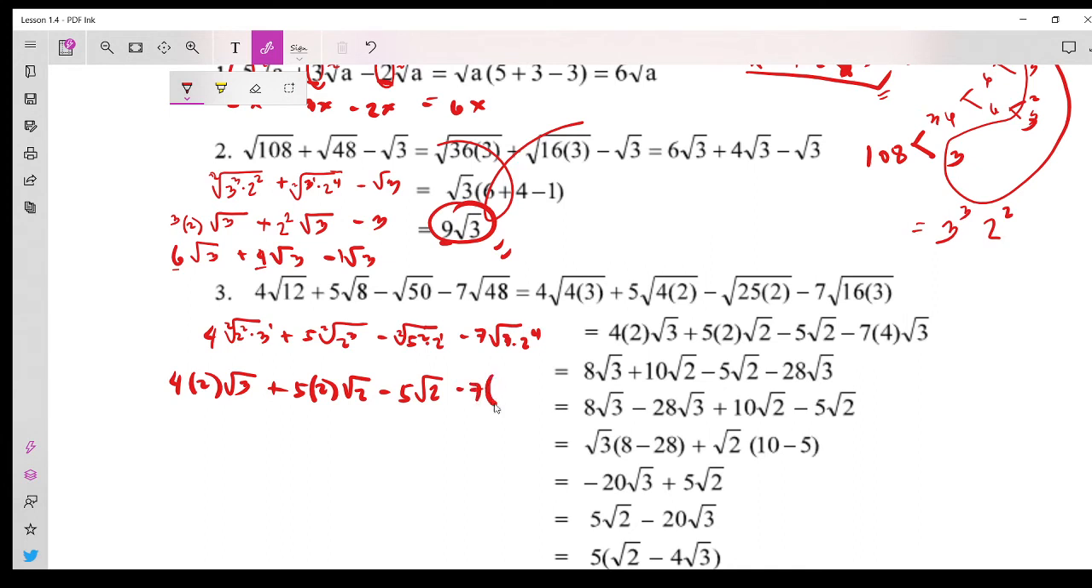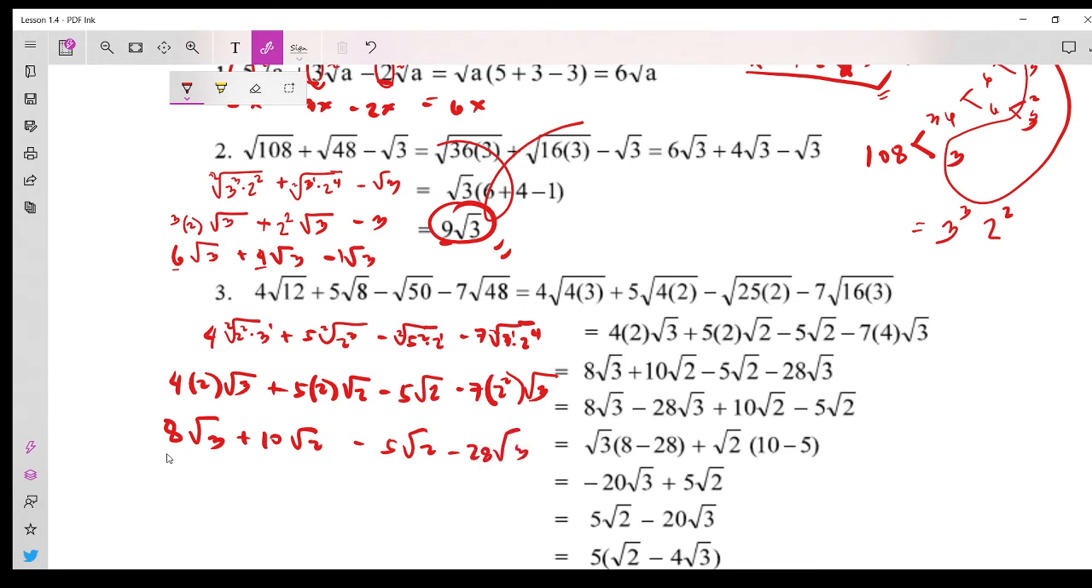Next, 7 times. Okay, 4 divided by 2, it's 2 remainder 0, meaning dalawang 2 sa labas. Walang maiwan na 2 sa loob, pero iwan yung 3 kasi 1 yung exponent na 3, and it's lesser than the index, which is 2. So, simplify, you have your 8 square root of 3 plus 10 square root of 2 minus 5 square root of 2 minus, okay, this is 28, no? 4 times 7, it's 28 square root of 3.